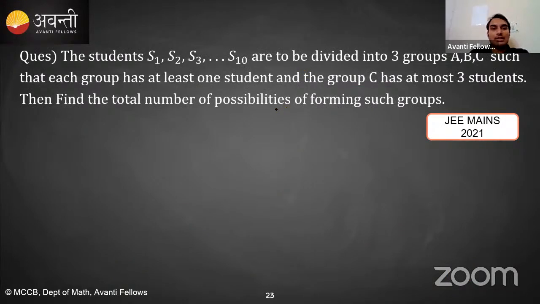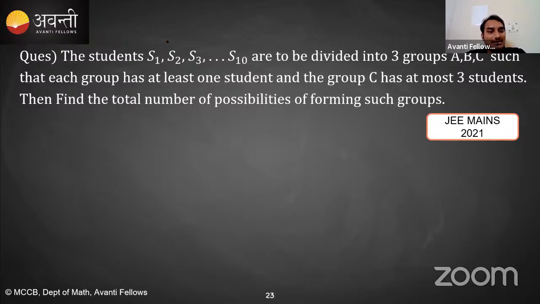Again, for this question I'm giving you 2 minutes, attempt this question. The question is saying that students S1, S2, S3 up to S10 are to be divided into 3 groups A, B, C, such that each group has at least 1 student and group C has at most 3 students. Then find the number of possibilities of forming such groups. This also came in JEE Mains 21. Everyone, I'm giving you 2 minutes. Attempt this question quickly.